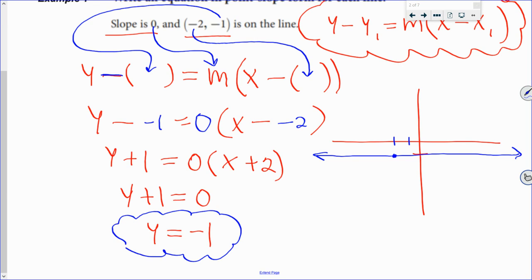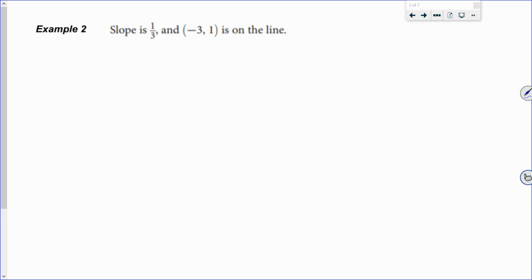All right, we'll look at one more quick example today. So check this out. Let's use the point slope form to write an equation with a slope of 1/3 and a point that's -3, 1. Okay, so remember what I'm going to do is I'm going to fit in there the values that I've been given.